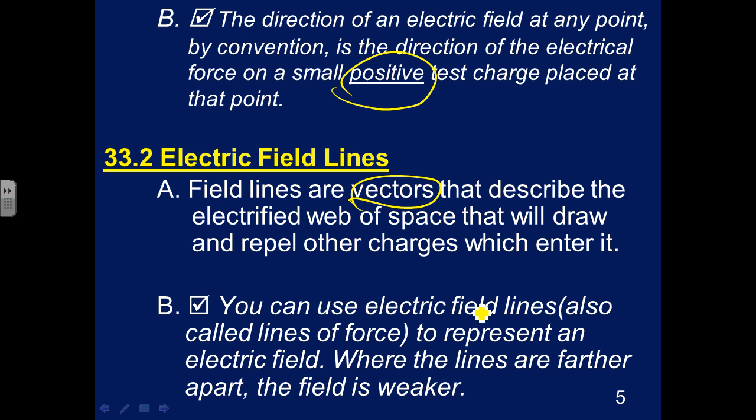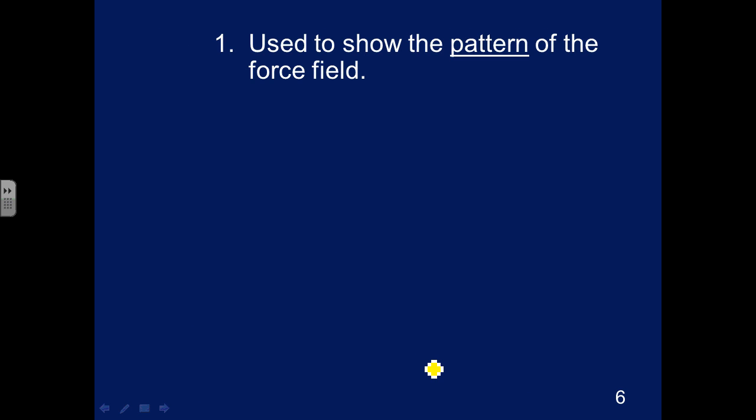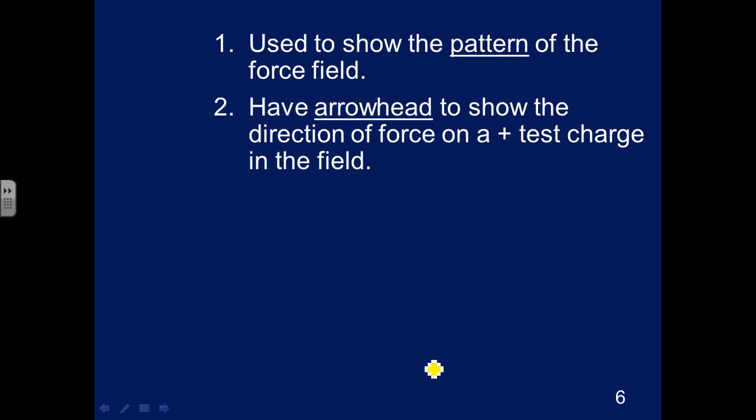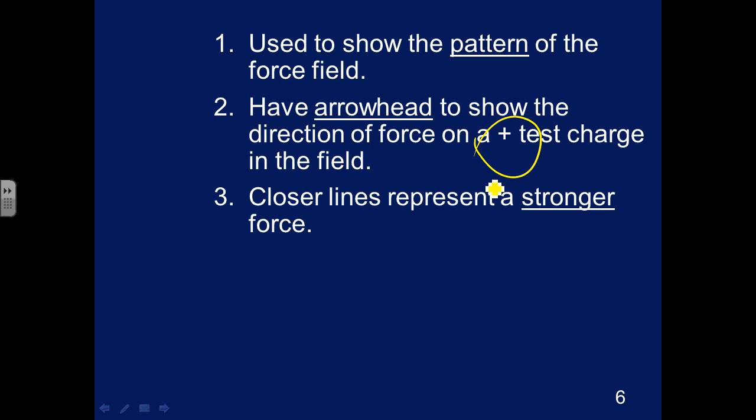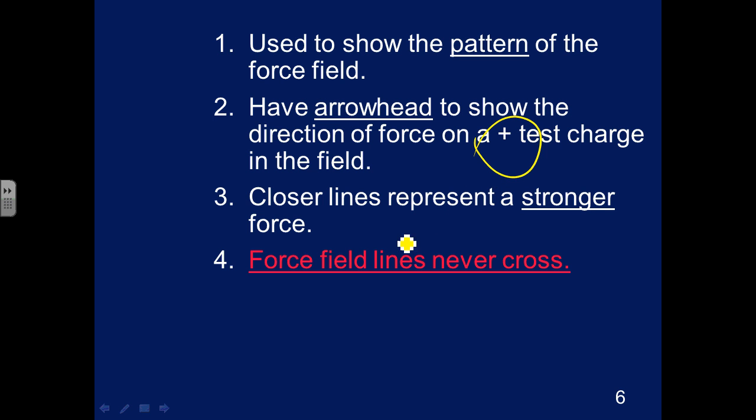We use field lines, also called lines of force, to represent the electric field. If the lines are farther apart, that means the field is weaker. They show the pattern of the force field. They're arrows, so they show the direction of a positive test charge. If the lines are closer, that means the field is stronger. And the force field lines never cross.